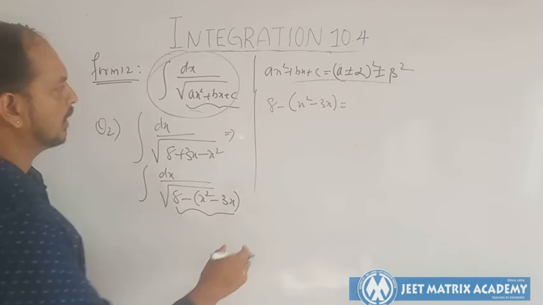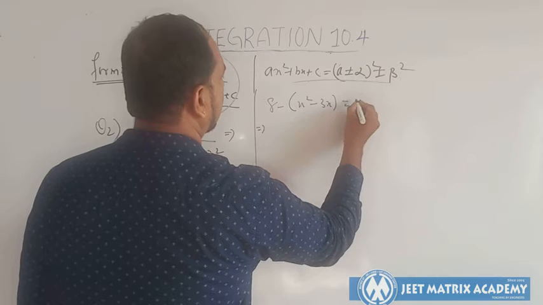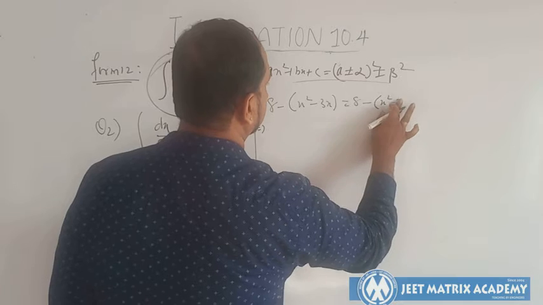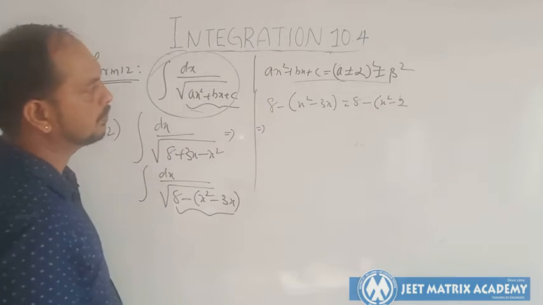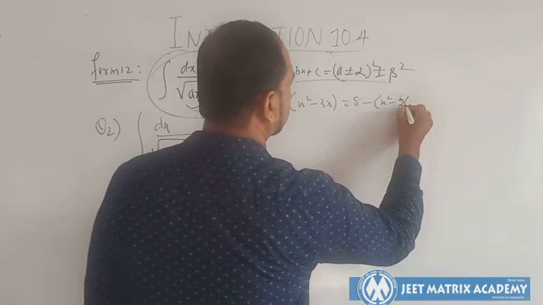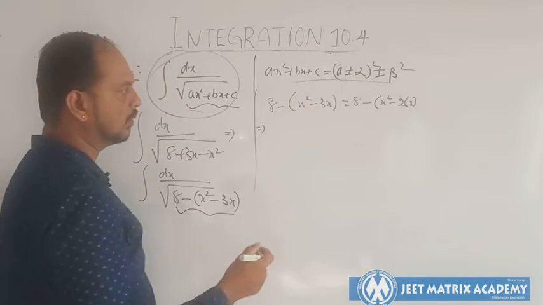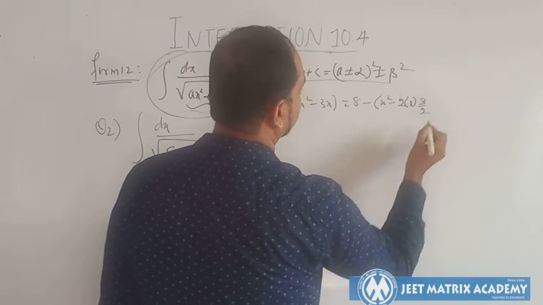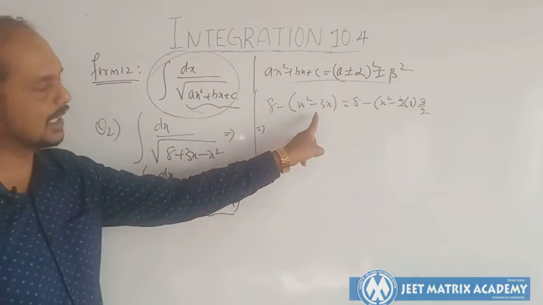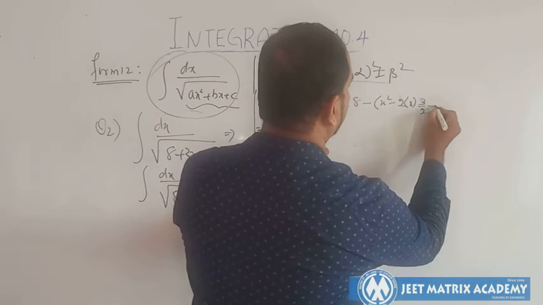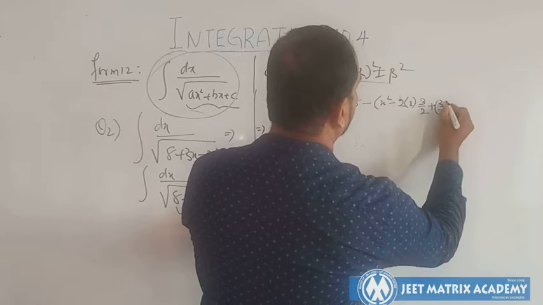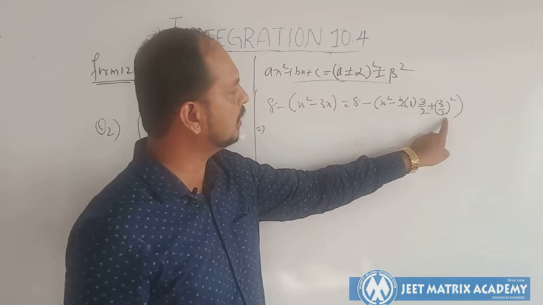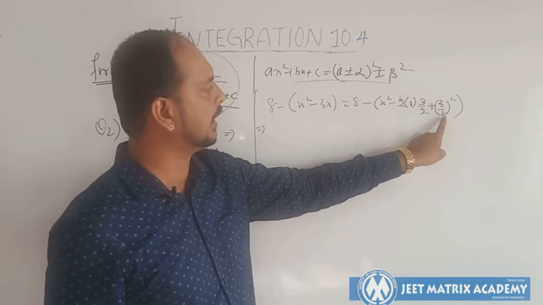Look at this, 8 minus x square minus 3x. What I can do is say 8 minus x square minus 2 into x, but my requirement is 3. What I am supposed to do is 3 by 2. b is 3 by 2, the 2 gets cancelled, it is 3x. Am I right? So my b is 3 by 2 whole square, bracket close. So 9 by 4. So I added 9 by 4.